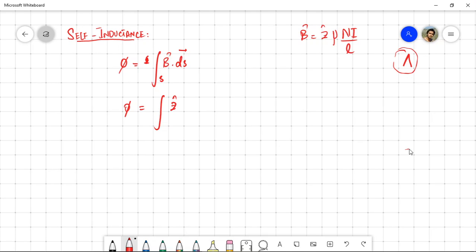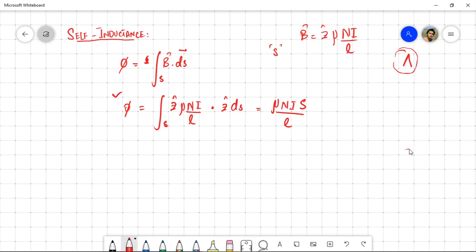We'll put in the value z hat mu n I over small l, and this is dot dS. So why are we taking the unit vector of the surface area vector to be z? Because we are considering a number of circular loops. So in order to calculate the area of that circular loop, we will look from the direction of z. So z hat into dS, and we will integrate this over the surface area. If we say that the total surface area after integration is capital S, then we will write this equation as mu n I S over L. So this is basically the value of flux that is inside the cross-sectional area of that loop.